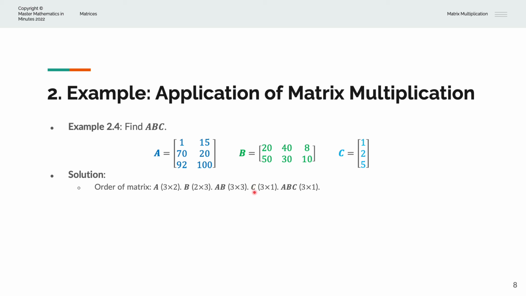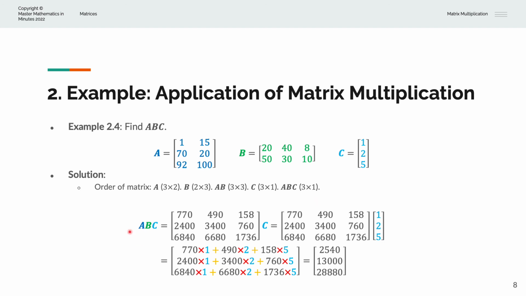Matrix C has 3 rows and 1 column. And so the number of columns in the combined matrix AB is 3, and the number of rows in matrix C is also 3. And so we're able to multiply matrix AB with matrix C. The resultant matrix ABC has the number of rows from the first matrix, which is 3, and it has the number of columns from the second matrix, which is 1. So the combined matrix ABC is 3 by 1.